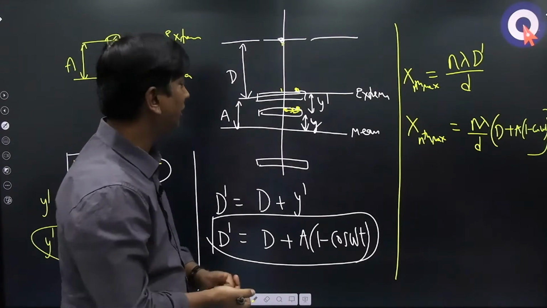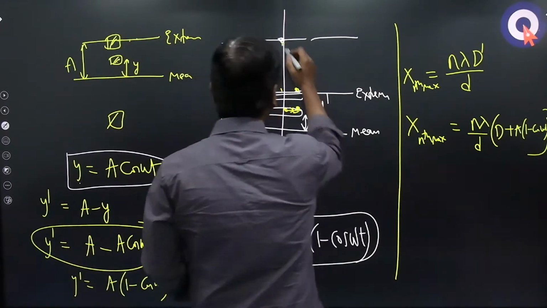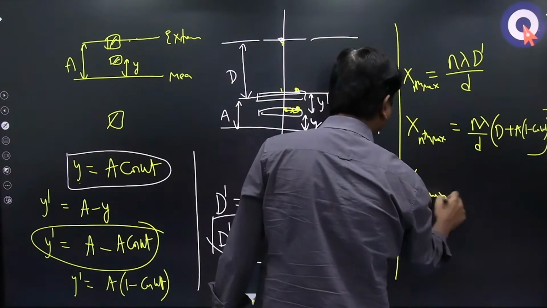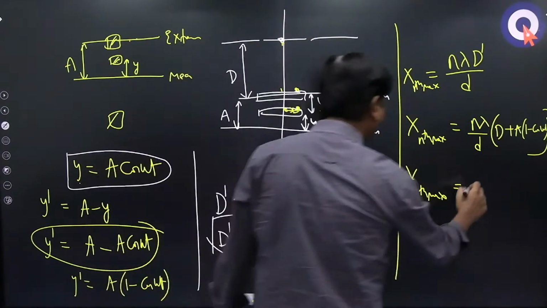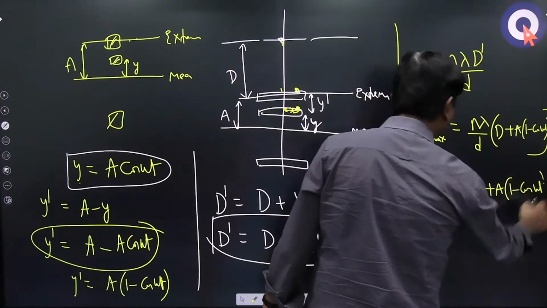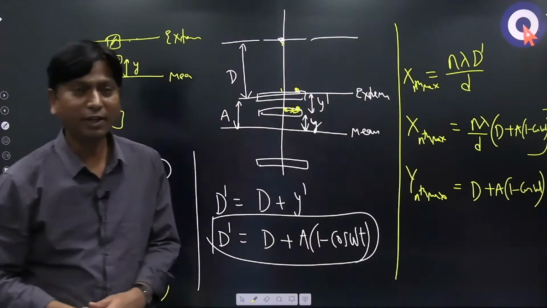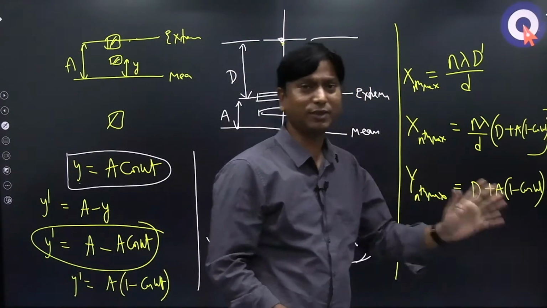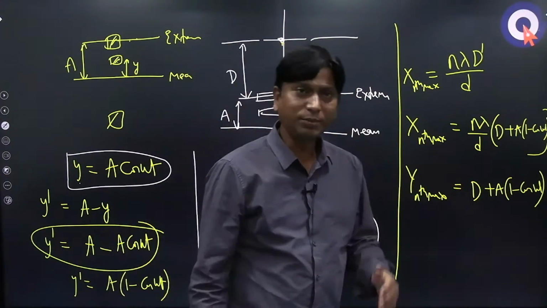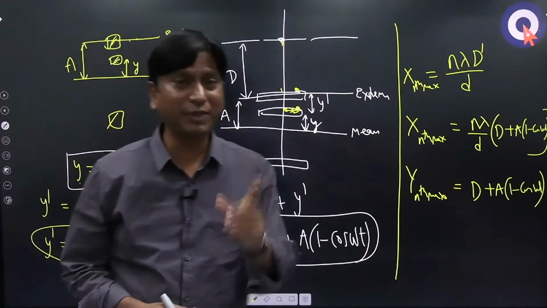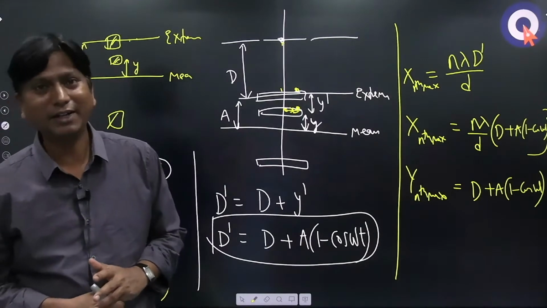Similarly, the y coordinate of the nth maxima will always be from here. So y coordinate of nth maxima you can directly write as D plus A into 1 minus cos of omega t. That's all. Of course, if it is below, then you just put a minus for the total. Hope this is clear, right? A very good question, involving a little bit of the equation of SHM, writing that properly.